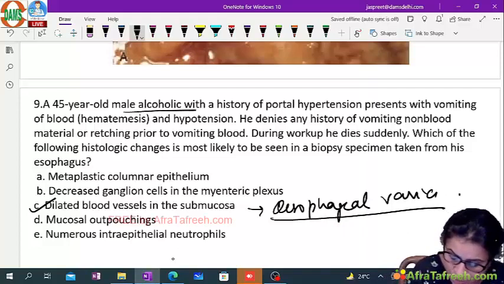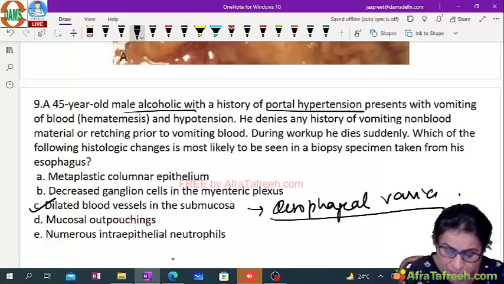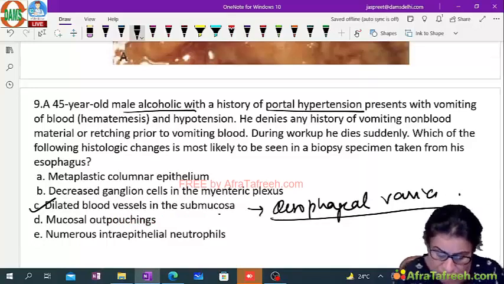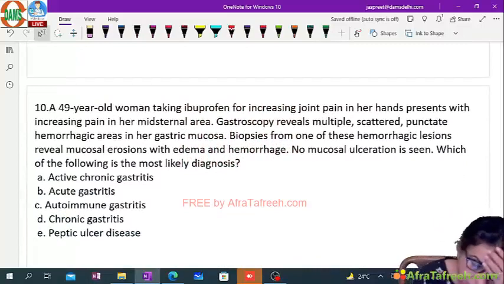So he's an alcoholic patient with portal hypertension. Portal hypertension is producing esophageal varices. So the answer is dilated vessels in the submucosa of the esophagus. Yes, Adesh is right. This is esophageal varices. Okay, then next, question number 10. Sridevi is also right.